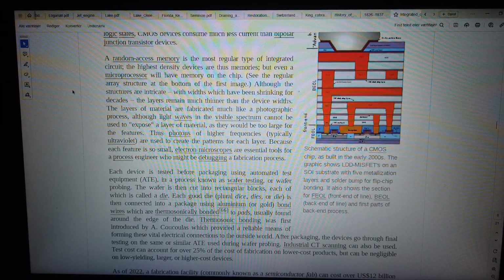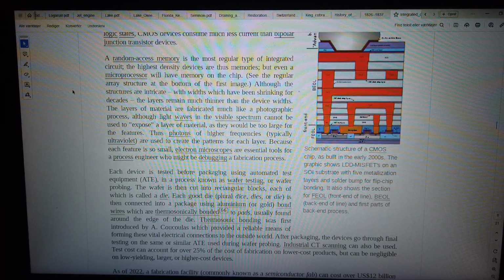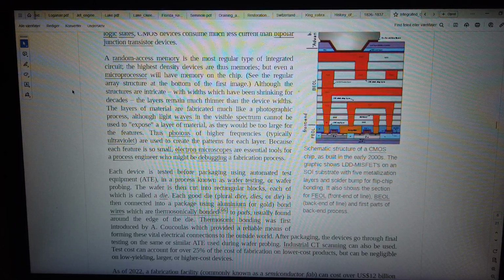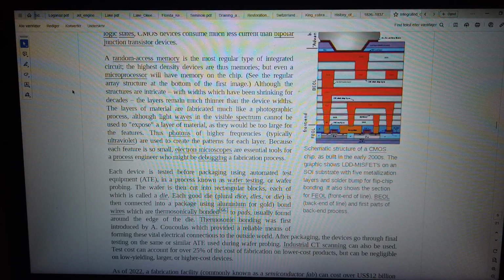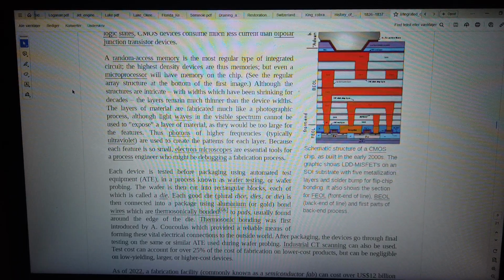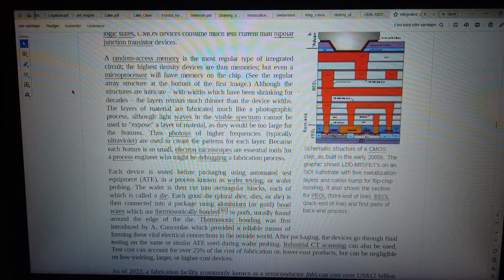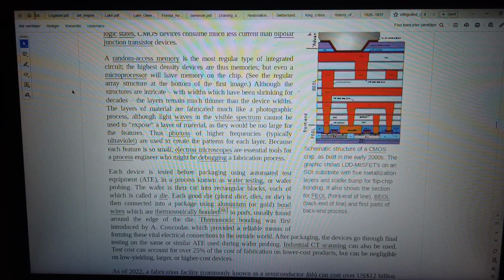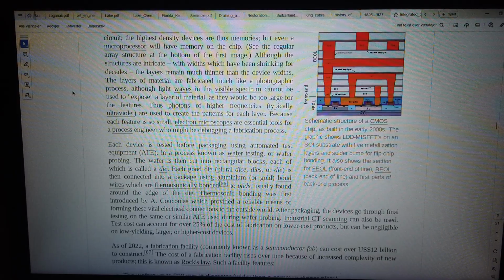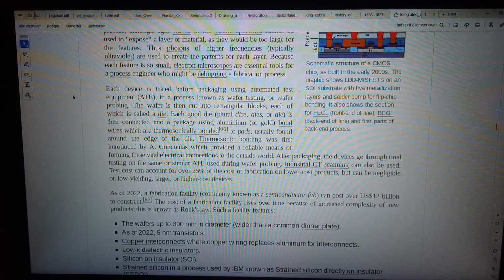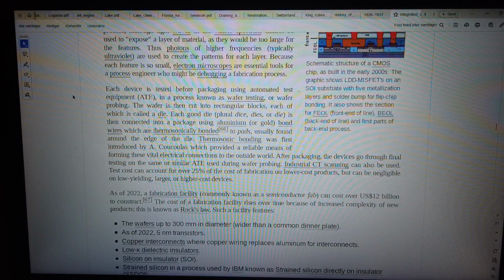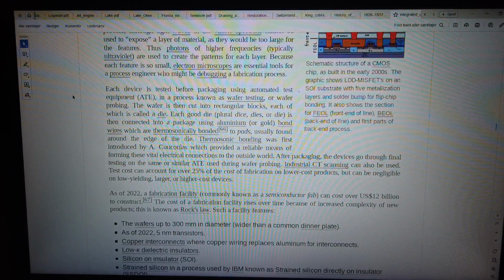Although their structures are intricate with widths which have been shrinking for decades, the layers remain much thinner than the device widths. The layers of material are fabricated much like a photographic process, although light waves in the visible spectrum cannot be used to expose a layer of material, as they would be too large for features. Thus photons of higher frequencies, typically ultraviolet, are used to create the patterns for each layer.